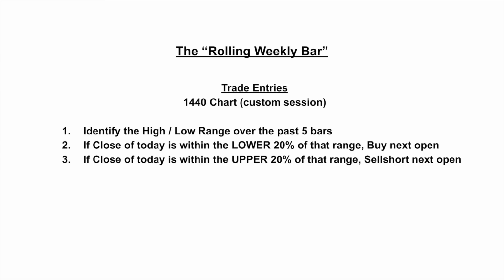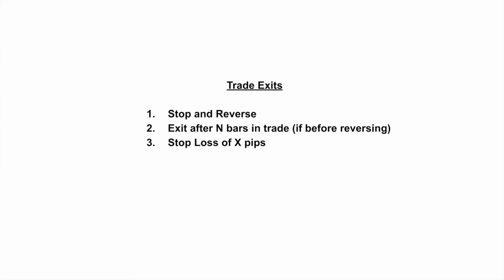So the first thing we need to do is identify the high and the low range over the past 5 bars. So we're looking at the highest high and the lowest low. That could have occurred 2 bars ago or 5 bars ago. We just want to know where's the highest high and where's the lowest low and record those values. And then we're looking at the close of this daily bar which we're on. And if the close of today is within the lower 20% of that high-low range, then buy next open. And the opposite for short: if the close is within that upper 20% of the range, then sell short next open.